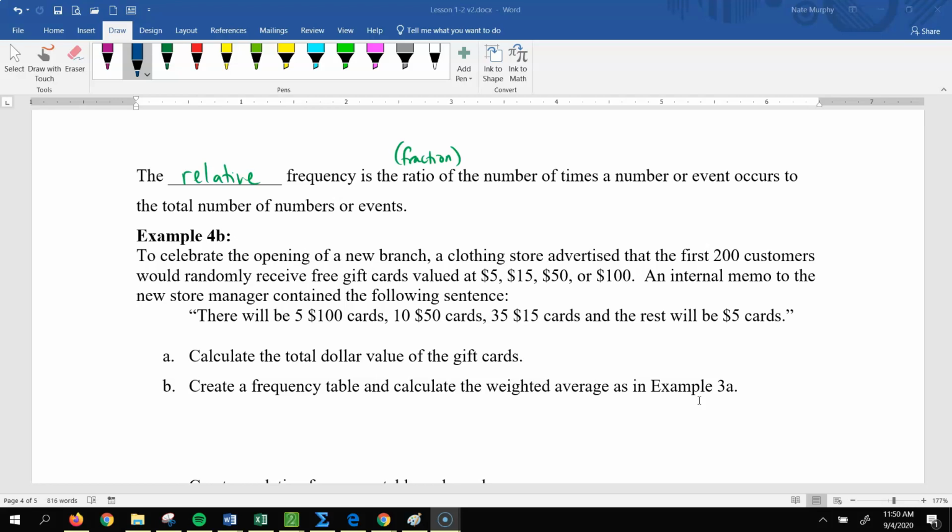Now, essentially what we're doing there is, well, the first thing we need to do is figure out, well, how many $5 gift cards are there? Remember, there's 200 customers that are going to get gift cards. So what you first want to do is calculate, well, how many gift cards are we aware of?